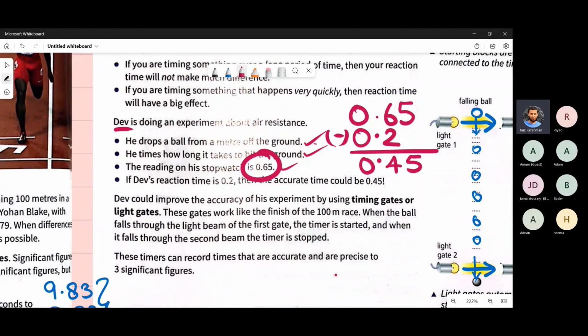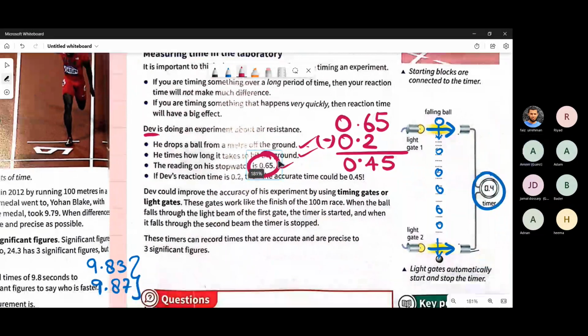Adnan and Badr, are you there? Mister, I didn't understand this part. Yes. Like the part of the lighting gates.